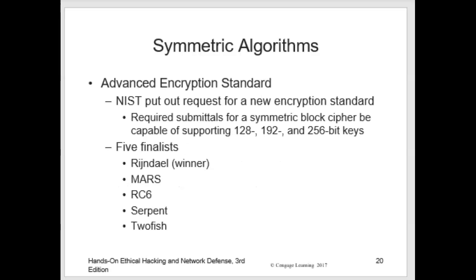So continuing along that line, eventually NIST decided on a new standard, in order to have advanced encryption. And so they called it the Advanced Encryption Standard, or AES. And what that did was, in symmetric block ciphers, now we're capable of encrypting with 128, 192, or even 256-bit keys.